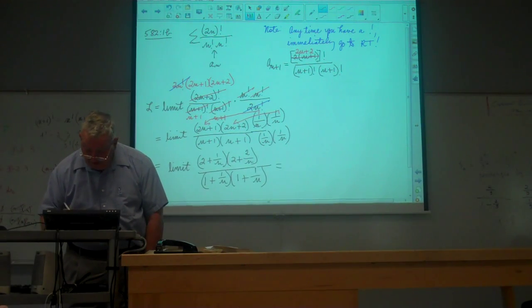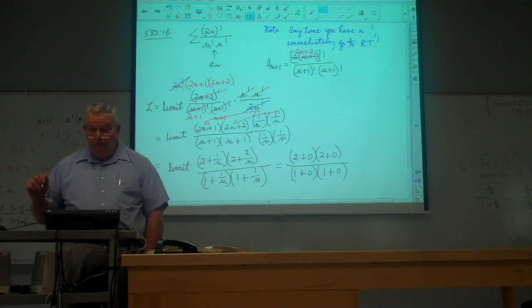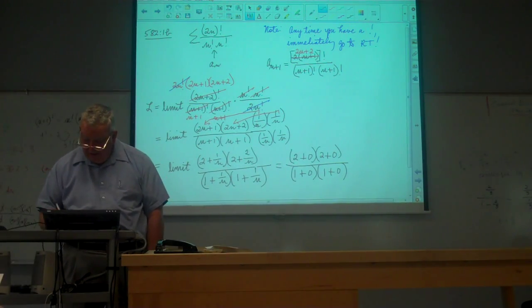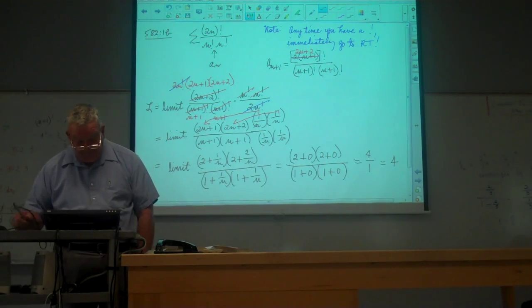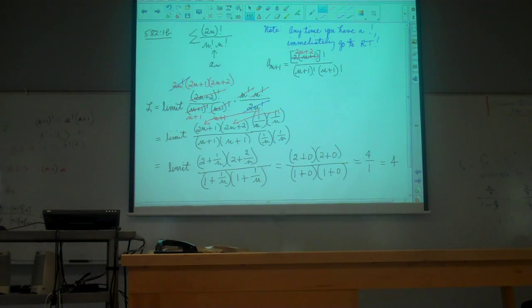And this is equal to 2 plus 0 times 2 plus 0 over 1 plus 0 times 1 plus 0. Isn't 1 over infinity 0? 2 over infinity 0? And doesn't that look like? Do you agree? Everybody? That's the easy way. What's the hard way?